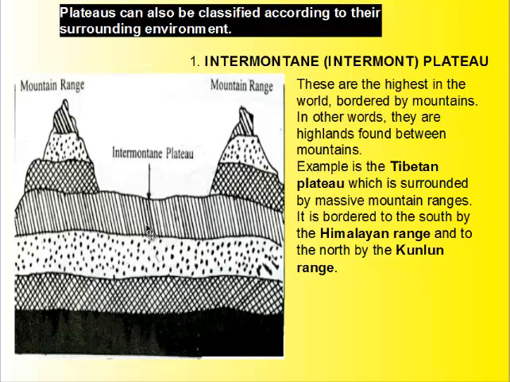So this is intermontane plateau, and we said intermontane plateau is always found between mountains. So here you can see a mountain range here, a mountain range here, and the plateau in the middle. So if a plateau is surrounded by mountains, they are known as intermontane plateau or intermont plateau.